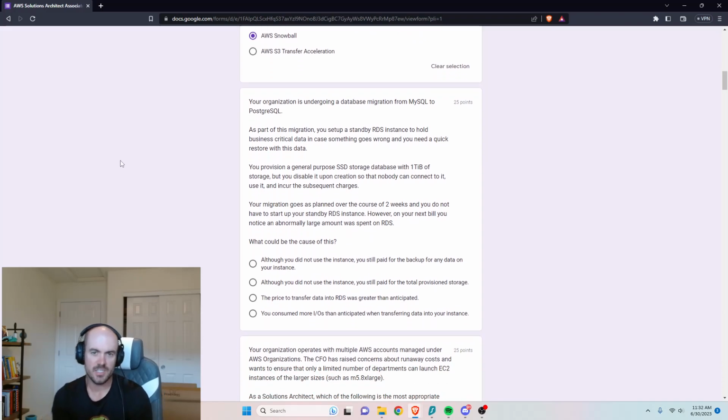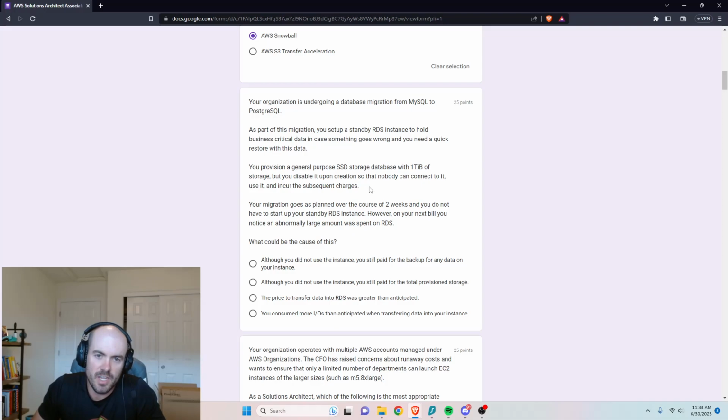All right, your organization is undergoing a database migration from MySQL to PostgreSQL. As part of this migration, you set up a standby RDS instance to hold business-critical data in case something goes wrong and you need a quick restore of this data. You provision a general-purpose SSD storage database with 1 TB of storage, but you disable it upon creation so that nobody can connect to it, use it, and incur the subsequent charges.